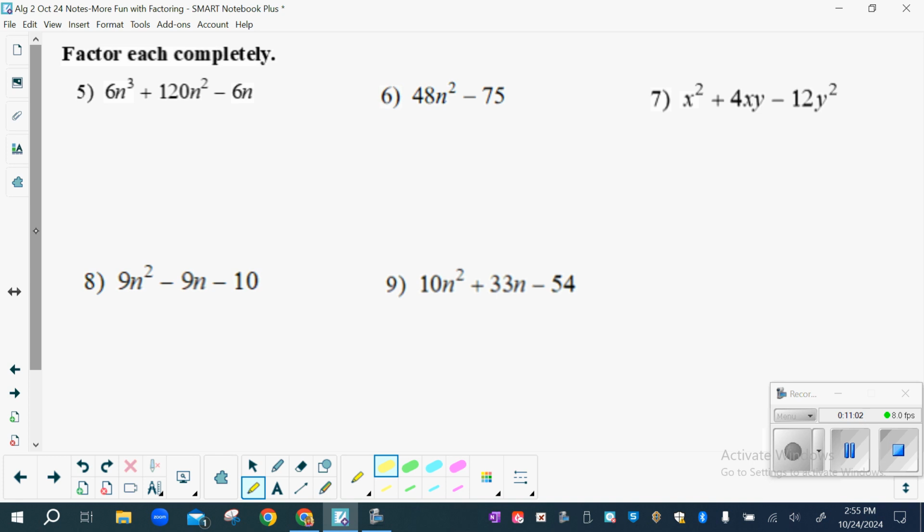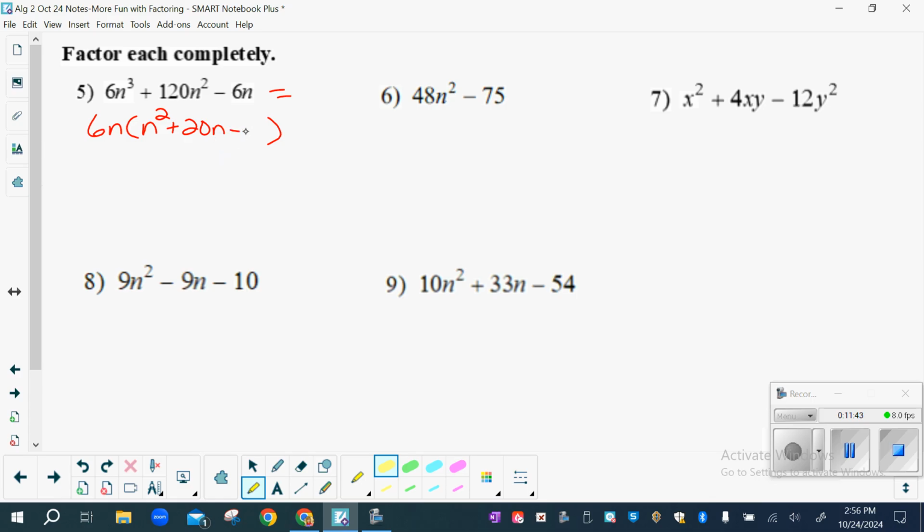so this one here, number 5, when we're doing these ones on your assignment, you want to always see if there's a greatest common factor. Is there a greatest common factor? In this one, it's actually 6n. Is there anything that goes into all of these? Yeah, 6n, good. So we're going to factor out the 6n first. And so then we get how many more n's to get to n to the third? N squared. And then 120 divided by 6 would be 20n.